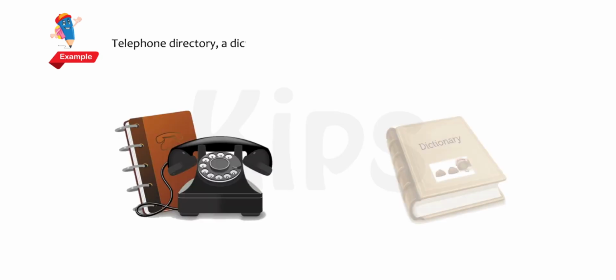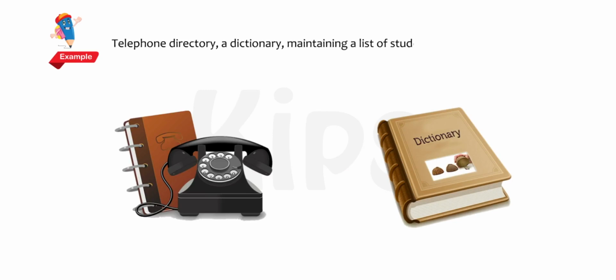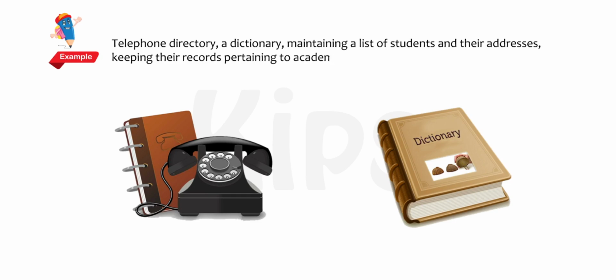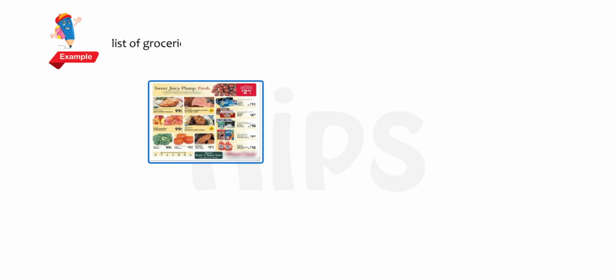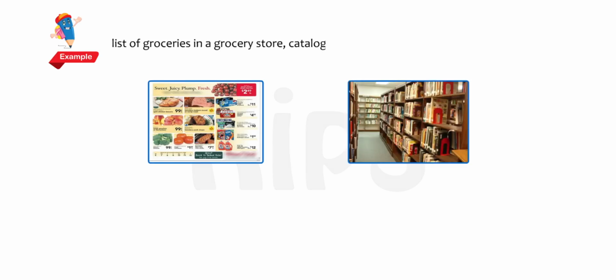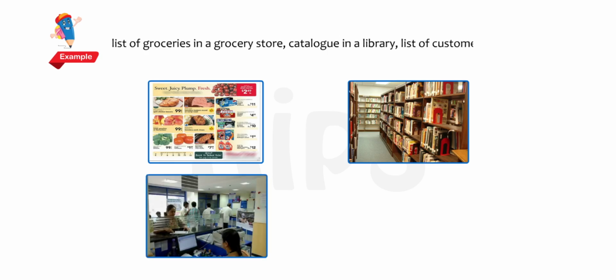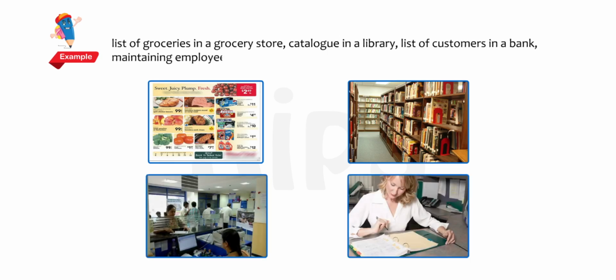Telephone directory, a dictionary maintaining a list of students and their addresses, keeping their records pertaining to academic and co-curricular achievements, list of groceries in a grocery store, catalog in a library, list of customers in a bank, maintaining employees' information in offices and organizations, etc. are the examples of different types of database.